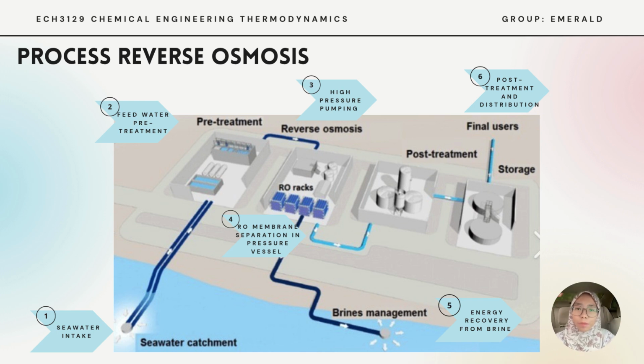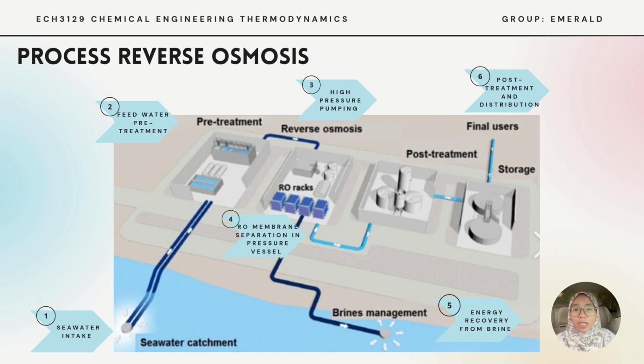This slide shows the main process steps in an RO desalination plant. Firstly, seawater intake. Seawater is drawn in and large debris is removed. Secondly, feedwater pre-treatment. The water is filtered and conditioned to protect the membranes. Thirdly, high pressure pumping. A pump raises the pressure above the osmotic pressure. Fourth, RO membrane separation. Under high pressure, water passes through the membranes as permeate, while concentrated brine is left behind.